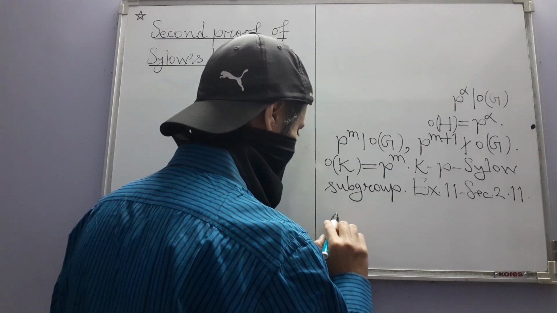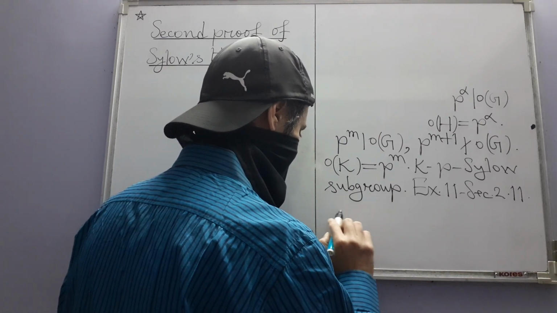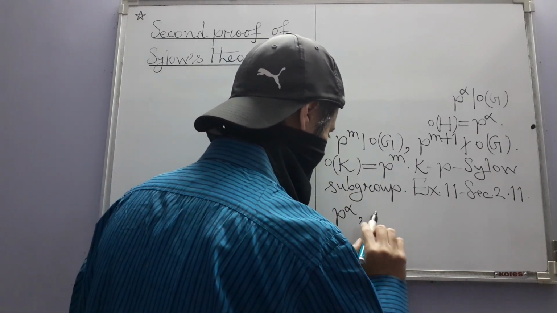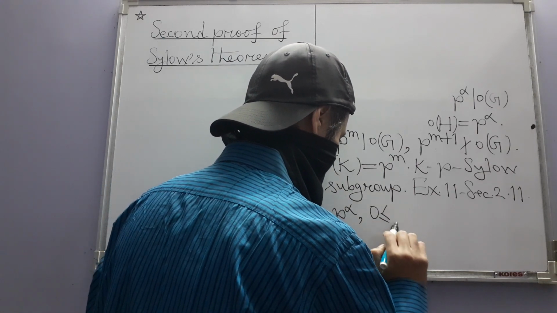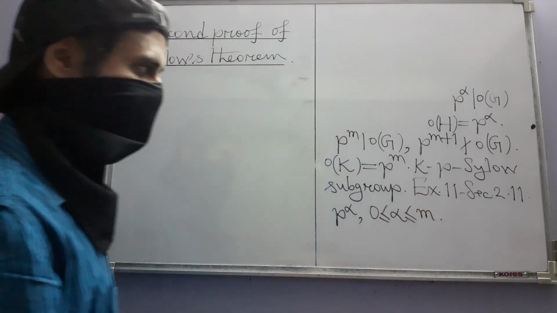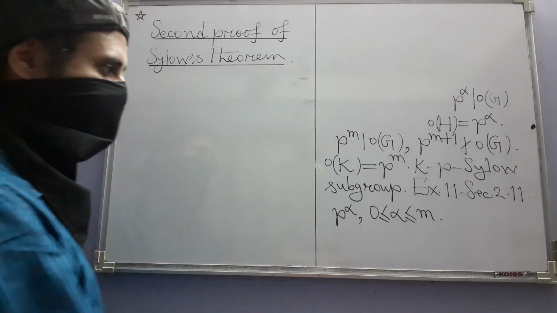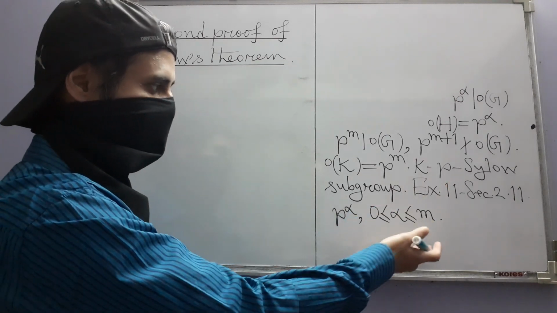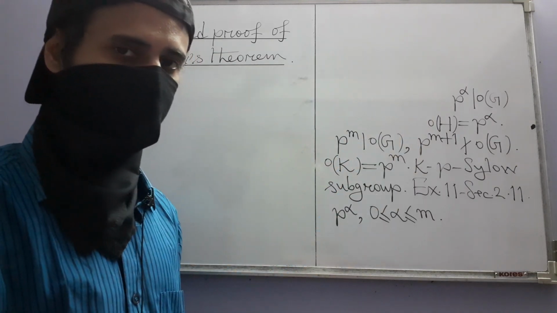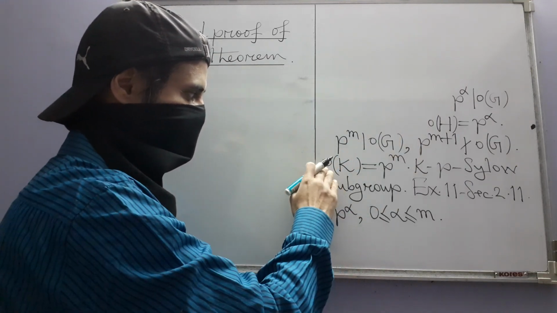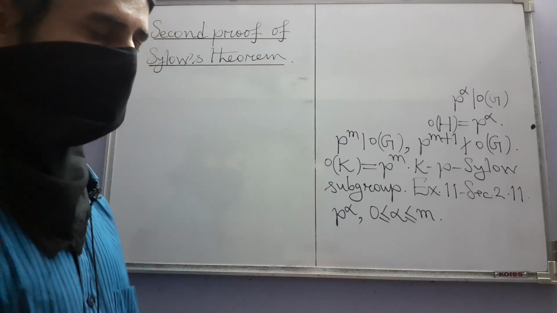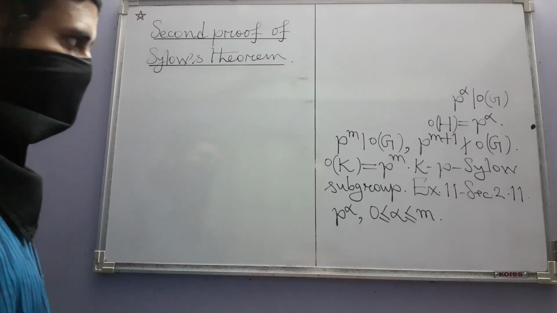That is, G then has subgroups of order p to the power alpha for all integers alpha satisfying these inequalities. So if we recall this exercise, then there is in fact no need to prove Sylow's theorem in this general form. We can just show that there is a p-Sylow subgroup, and that's what we are going to do in this second proof. So let's now see the proof.